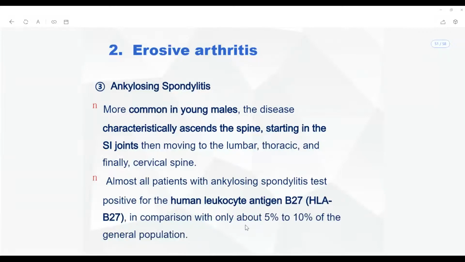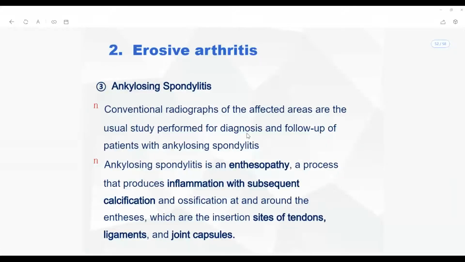Now you have to understand that there will be abnormal joint connections, which is called enthesopathy. Remember, joining of all the joints is called enthesopathy, where there will be inflammation of the joints with subsequent calcification.